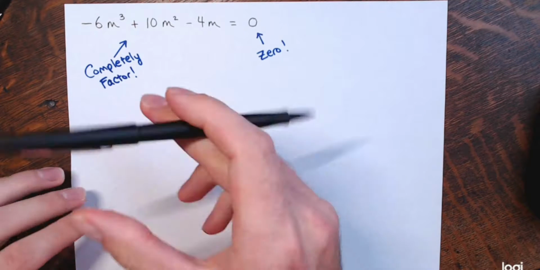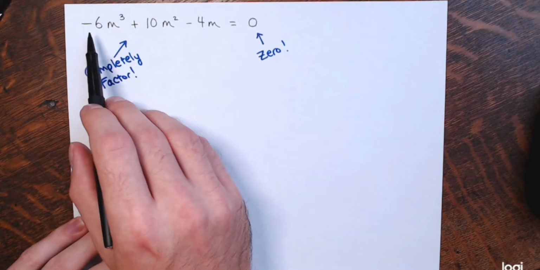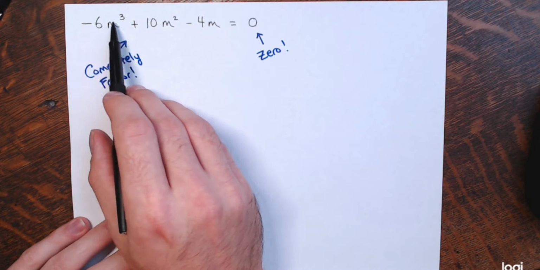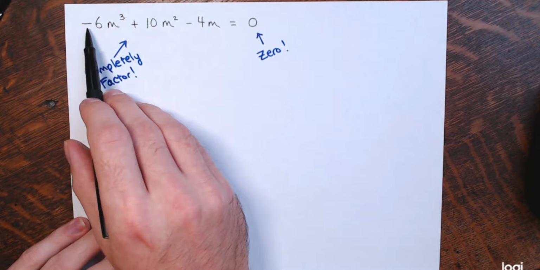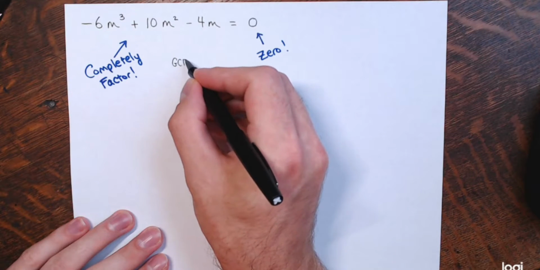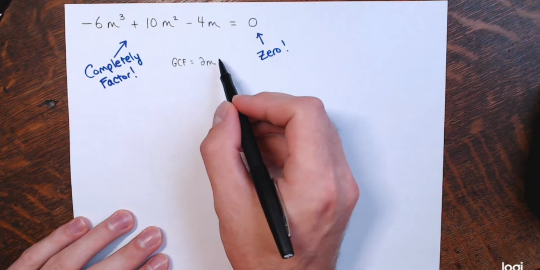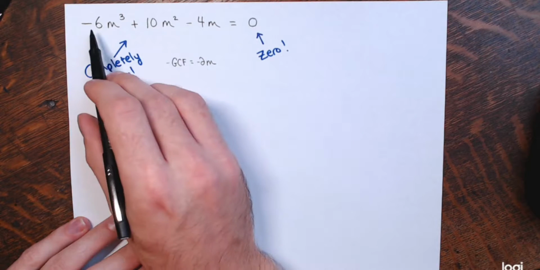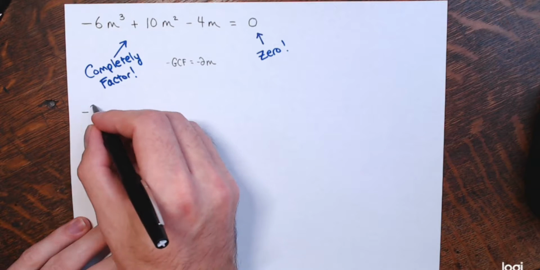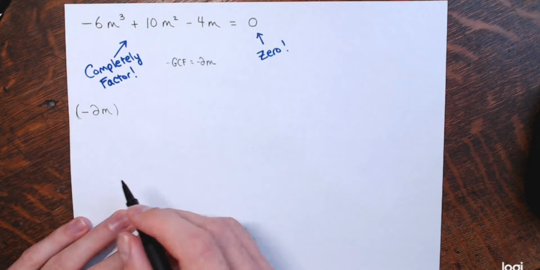So you may recall from a previous video of mine or other videos you've seen or the book you're reading, when the lead coefficient, the coefficient of the highest powered term, is negative, I'm going to pull out the opposite of the GCF, right? The greatest common factor is 2m. Every single one of those terms has 2m. And because the lead is negative, I'm going to pull out the opposite of the GCF. I'm going to pull out negative 2m. Right, so there's the opposite of the GCF. That's one factor, negative 2m.